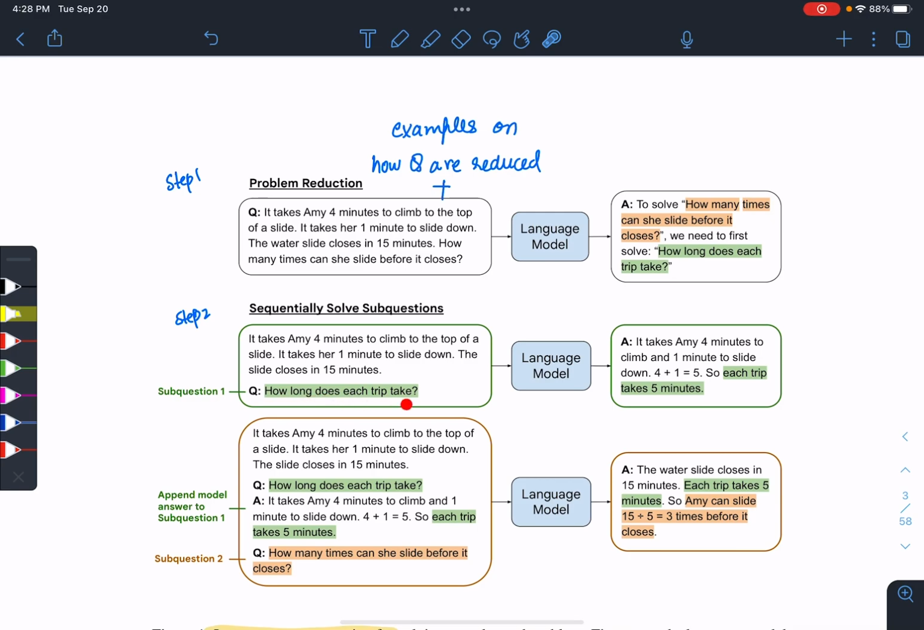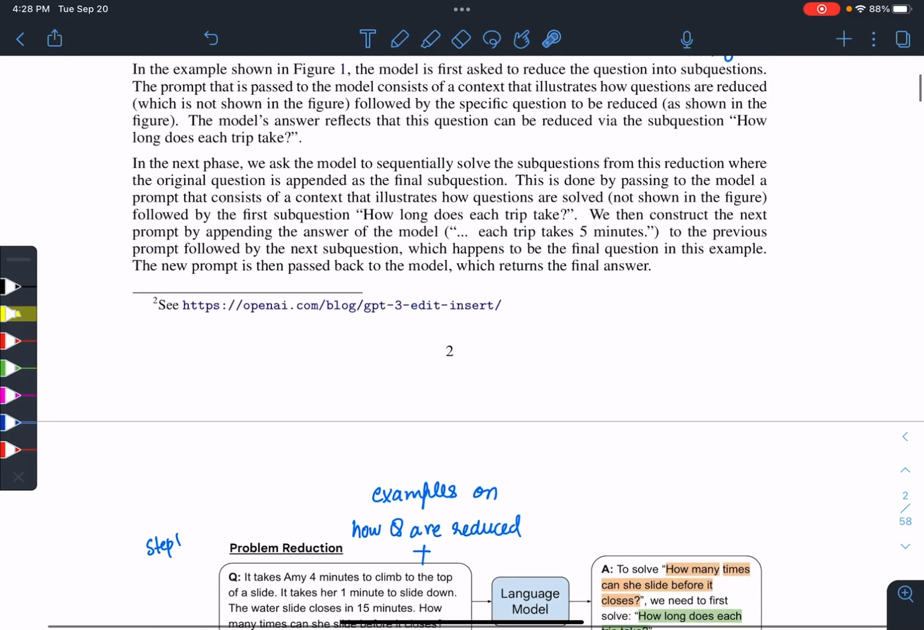So now you have this new question. The language model is going to give you the answer for it. Now you take these 2 things and concatenate them to the original question, and this one is the new sub question, and the language model is going to give you the final answer. Okay, so that's the overall system.